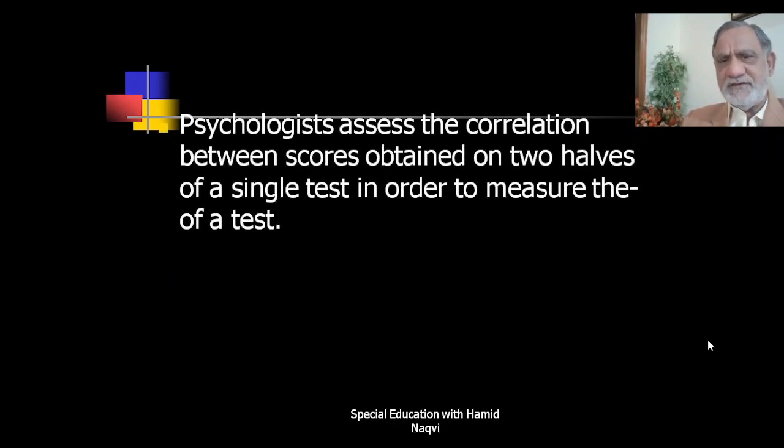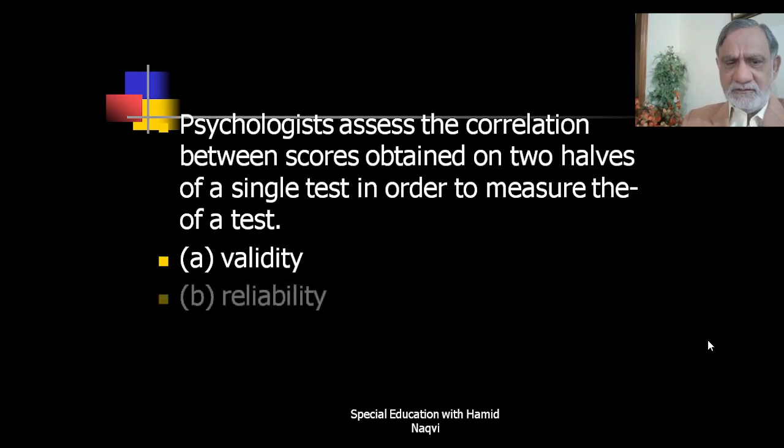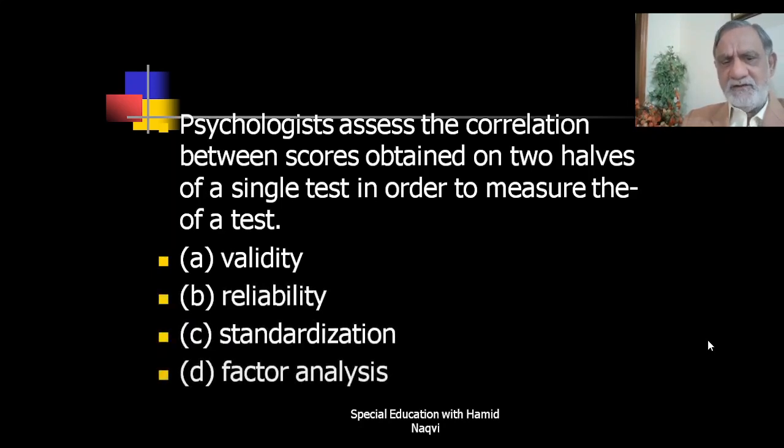Psychologists assess the correlation between scores obtained on two halves of a single test in order to measure the dash of a test. Validity, reliability, standardization, or factor analysis. Correct one is B, that is reliability of a test.